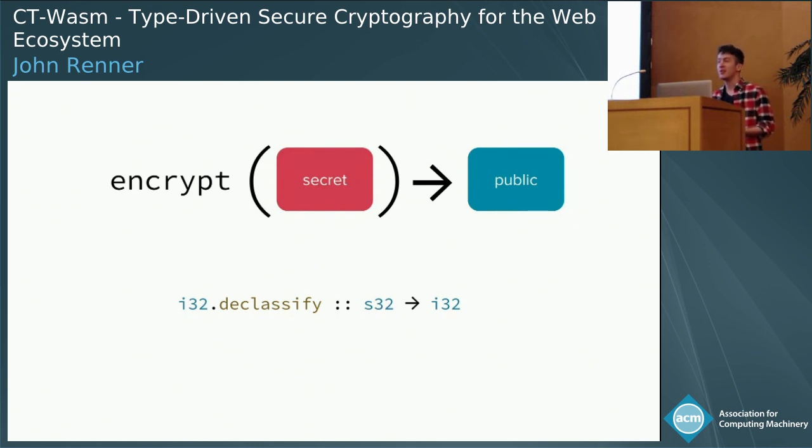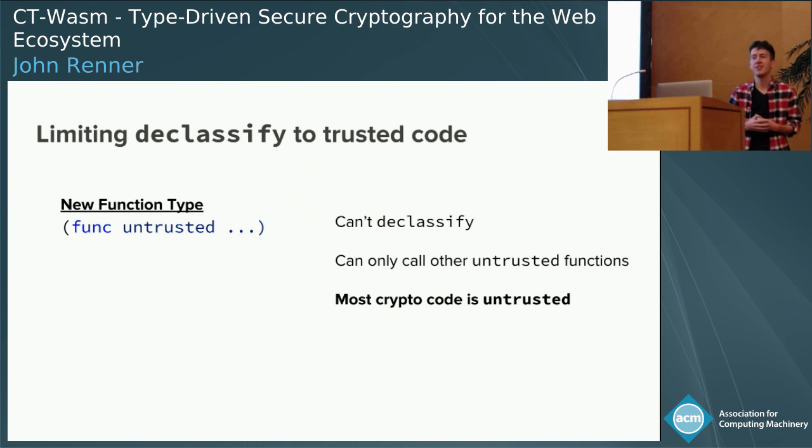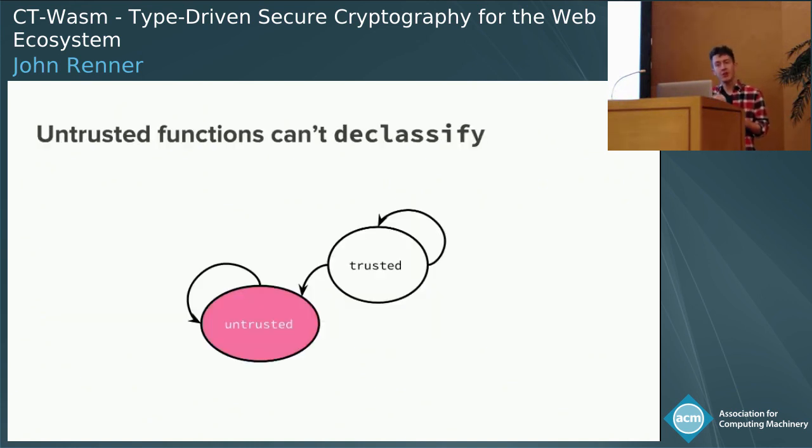We do this by introducing the notion of an untrusted function. And this is a function whose implementation you don't trust. So you want to make sure it doesn't leak. These can no longer call declassify, and they can only call other untrusted functions. Thankfully, all of our crypto code that we implemented is untrusted, so it's not a problem. We can do the declassification on the last mile, just on the way out. This creates a world where once a trusted function calls into an untrusted function, we know that nothing's going to leak until it returns, which is a really strong property.